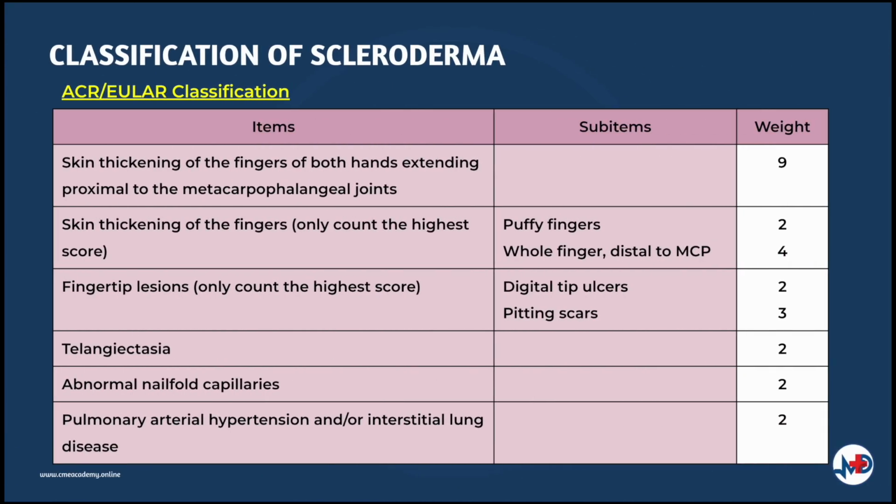The ACR and EULAR classification is the criteria used to diagnose scleroderma. A total score of more than 9 is confirmed diagnosis of scleroderma. 6 to 8 points is probable scleroderma and less than 6 points is unlikely to be scleroderma. The criteria include skin thickening of the fingers, fingertip lesions, telangiectasia, abnormal nail fold capillaries, pulmonary arterial hypertension or interstitial lung disease, Raynaud's phenomenon, and scleroderma-related antibodies.